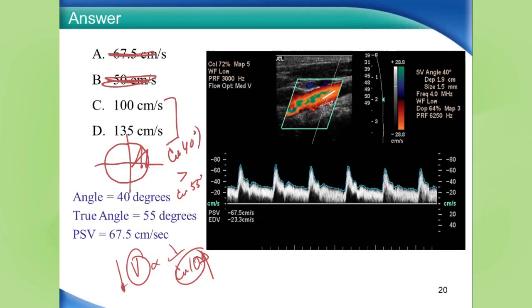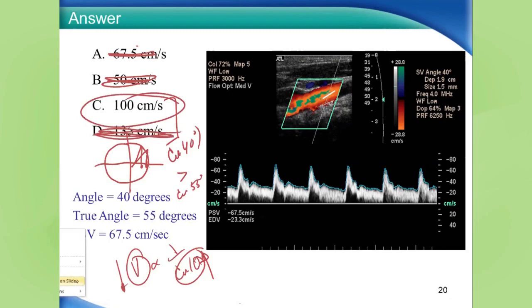If you remember that graph of the cosine, as I go from 40 degrees to 55 degrees, it's not likely I'm going to get a full factor of 2 change, right? It just seems like a huge change. So going from 67.5 to 135 doesn't seem likely, so the answer is going to be 100, okay? And that's how I can do it without math.